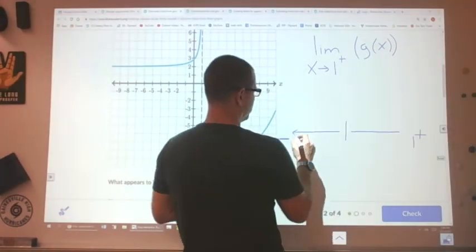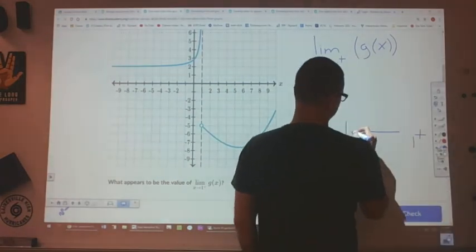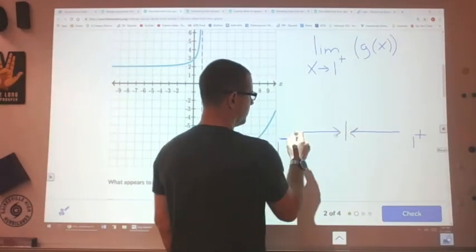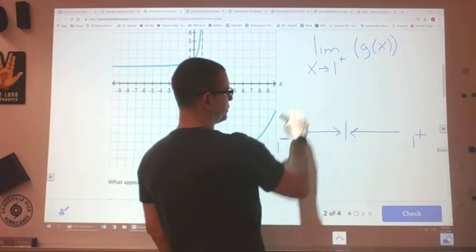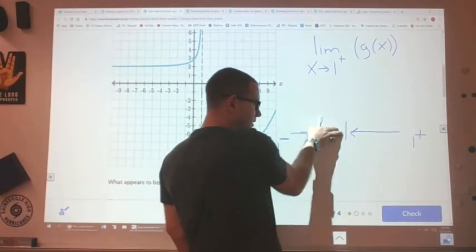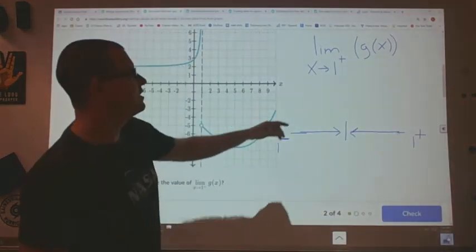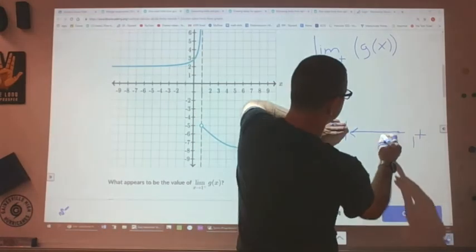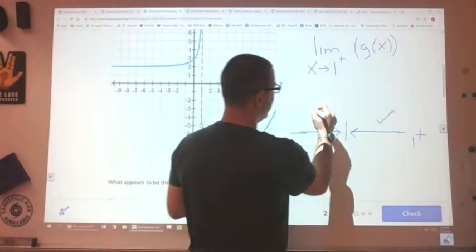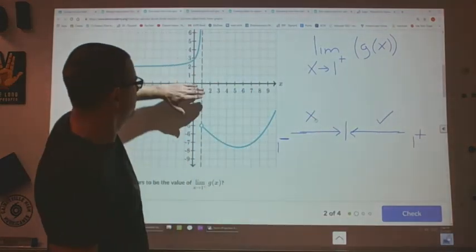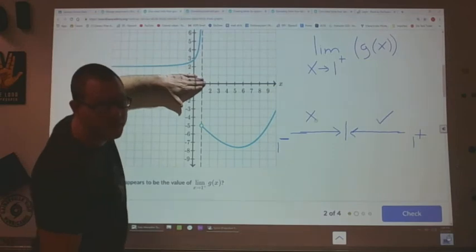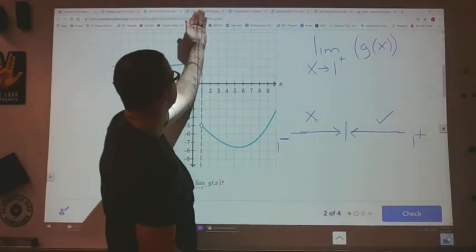And our limits should be going in. So if we have the limit as x approaches 1 from the left, we go to the left and look in. 1 from the right, and look in that way. This is 1 from the right, so we're only going to look at that right-hand side. We're going to ignore the left-hand side of this graph. So none of this really matters.